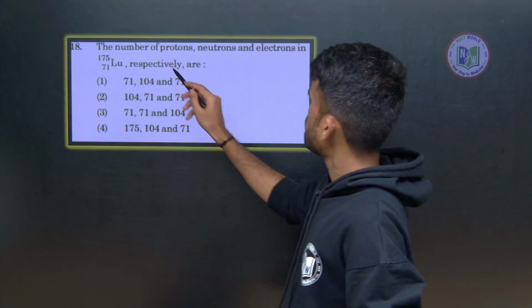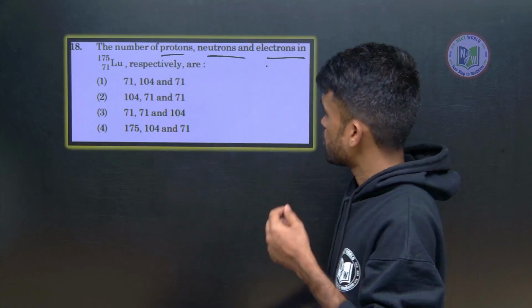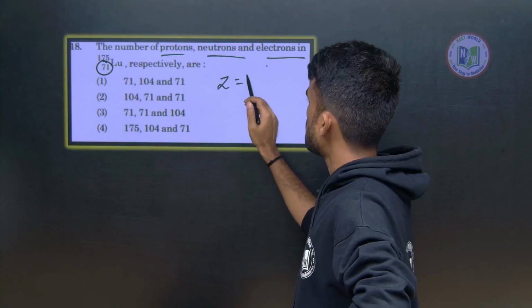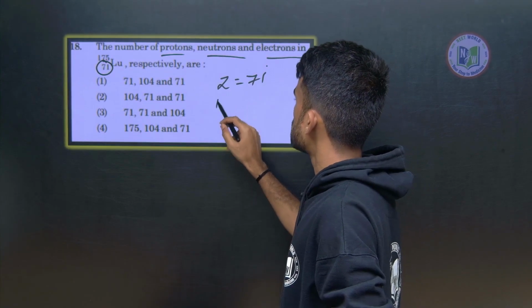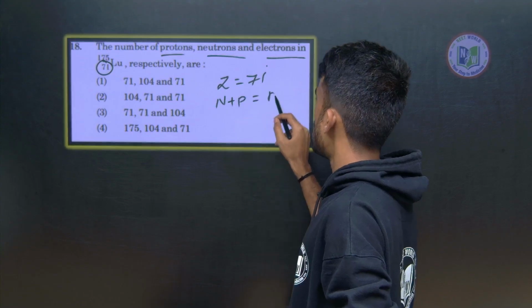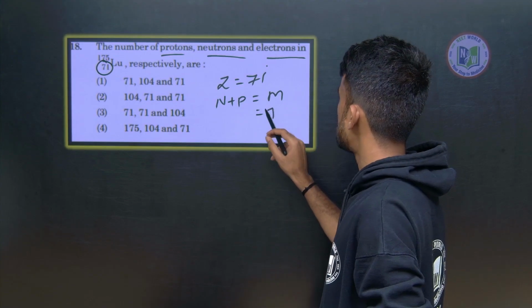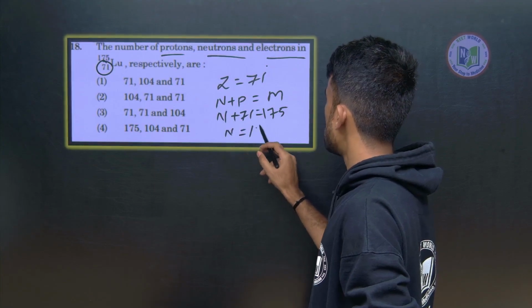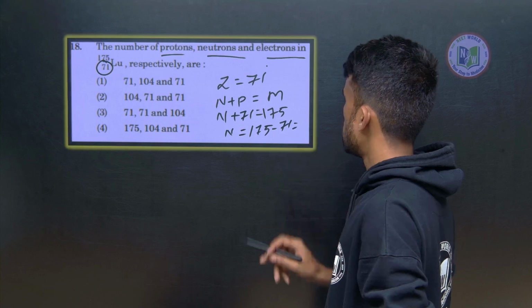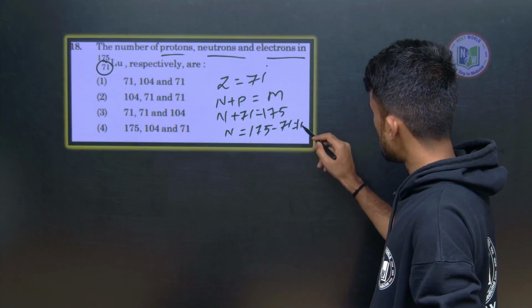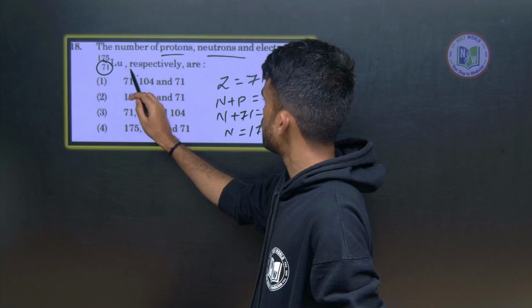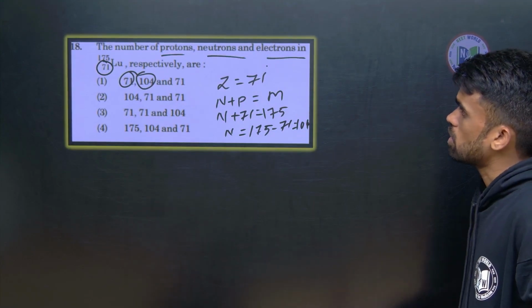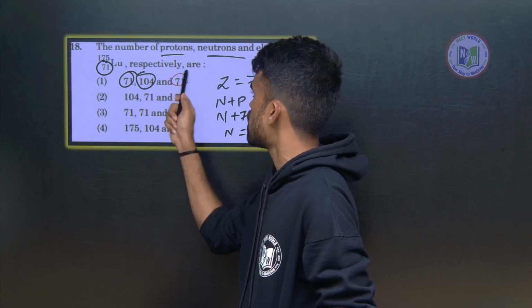Next, number of protons, neutrons and electrons in lutetium, okay. Atomic number is 71. So the number of protons gives its atomic number, so it is 71. So number of neutrons means what? Neutrons plus protons gives its mass number, okay. So mass number is 175, protons are 71, then how many neutrons? Neutrons become 175 minus 71, that is how many? 104, so 71 and 104 we got, okay. So the next, what we have? Electrons. How many electrons? The same number of electrons as protons. So option 1 is correct.